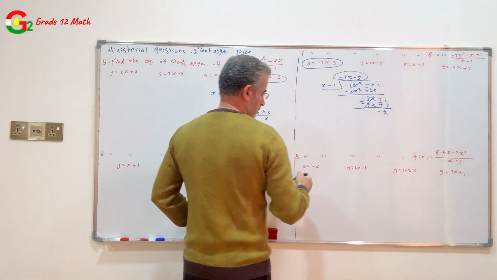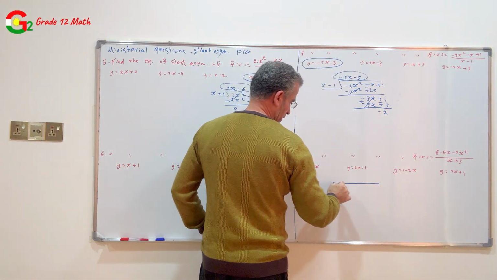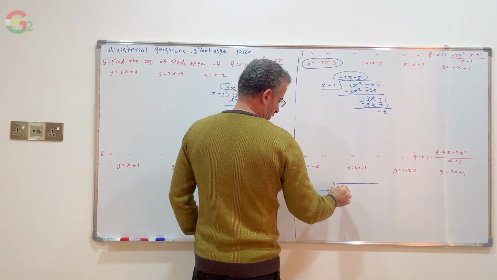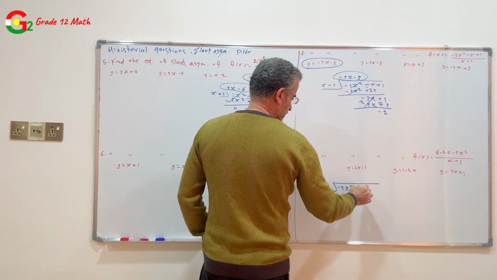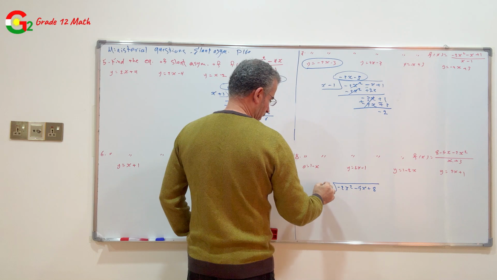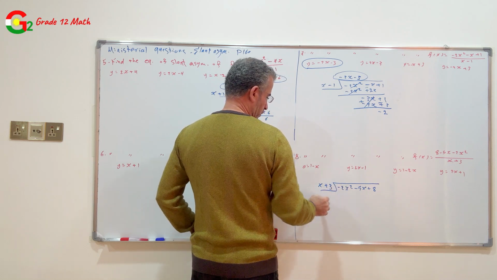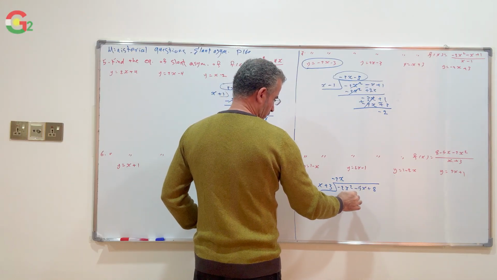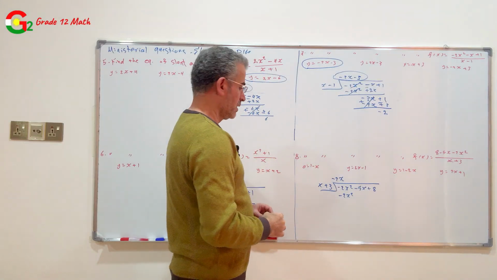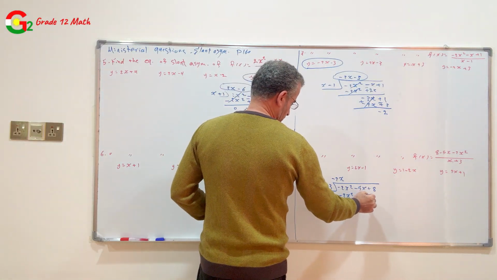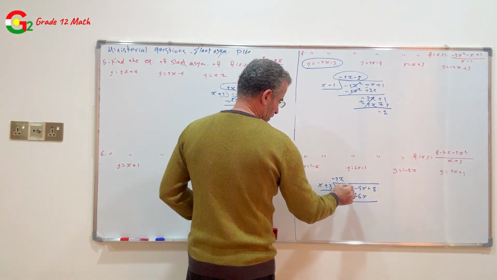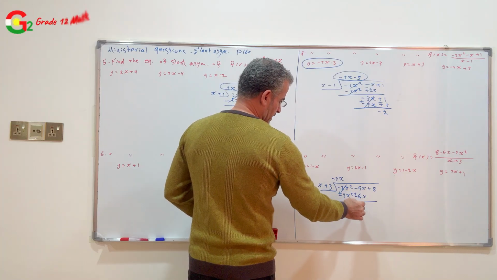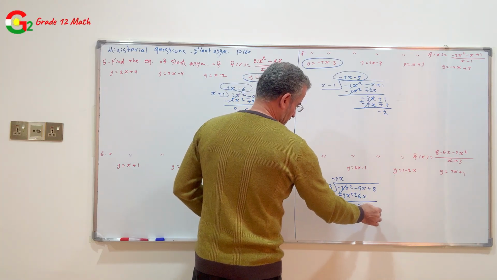Question number 8. Find the equation of the slant asymptote for this function. Rewrite 8 minus 5x minus 2x power 2 as negative 2x power 2 minus 5x plus 8. Divide by x plus 3. Negative 2x power 2 divided by x is negative 2x. Negative 2x times x is negative 2x power 2, negative 2x times 3 is negative 6x. By subtraction, negative 2x power 2 plus 2x power 2 is 0, minus 5x plus 6x is x plus 8.